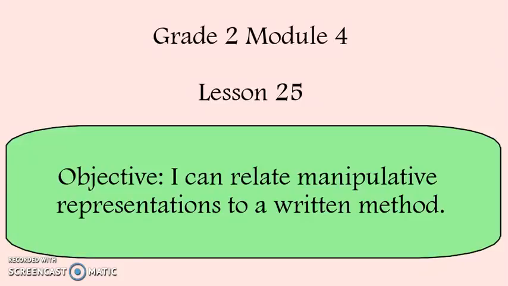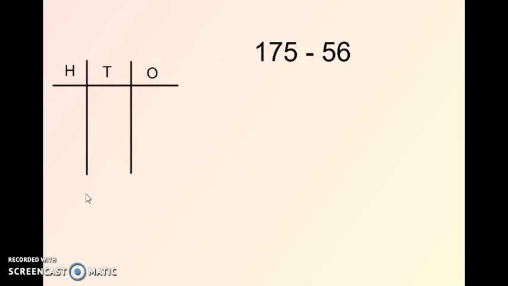Okay, today we're going to do Module 4, Lesson 25, and our objective is I can relate manipulative representations to a written method. So today we're going to subtract using both our chart and the vertical method. So here's my problem, 175 minus 56.